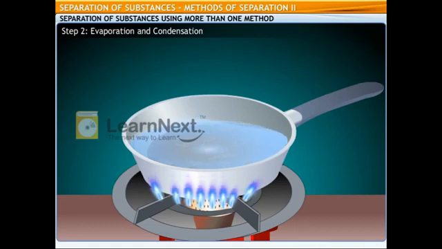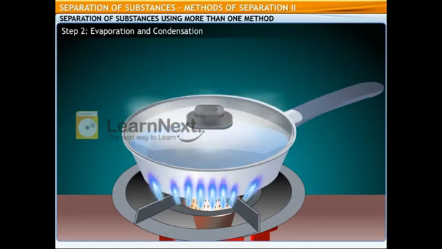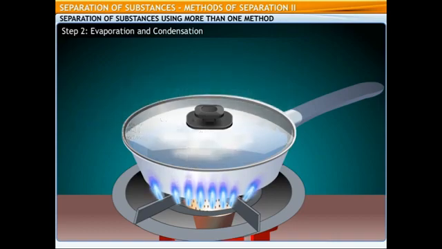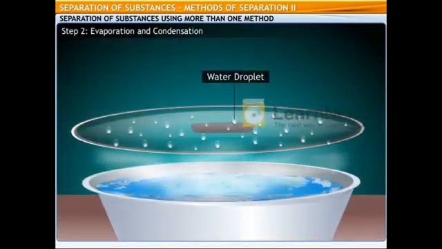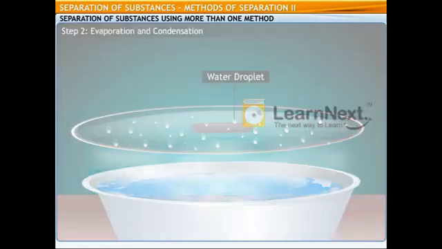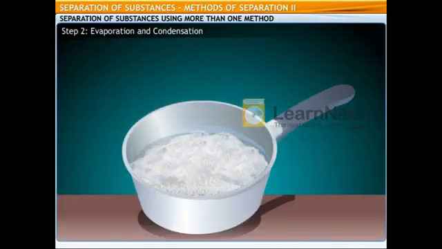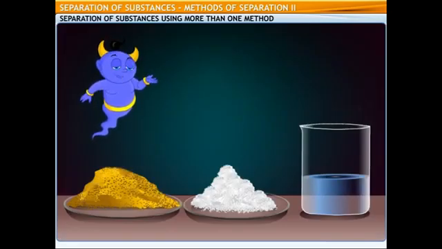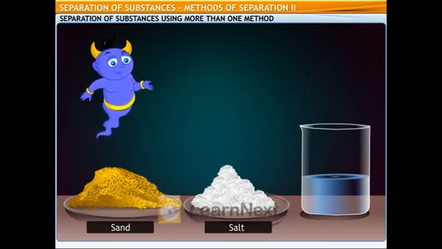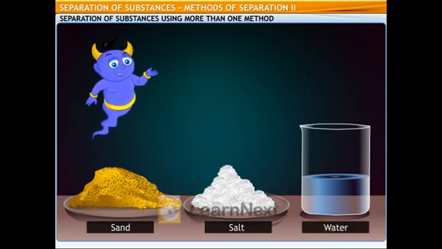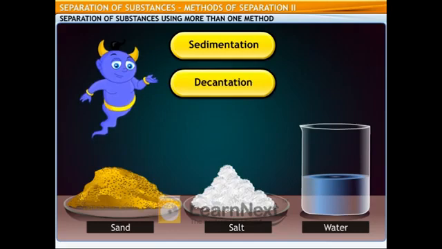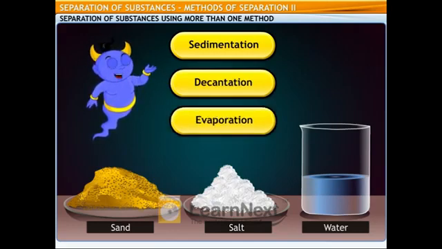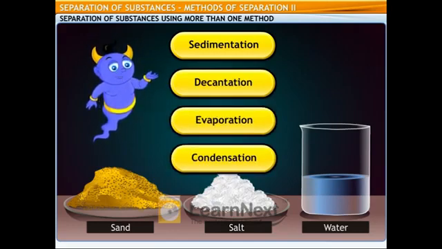Let's heat this water. We can collect some of the water that is turning into steam using condensation by placing this cold metal lid on it. Look, the water has been boiled away, leaving the salt behind. So we have successfully separated the sand, salt, and water using a combination of sedimentation, decantation, evaporation, and condensation.